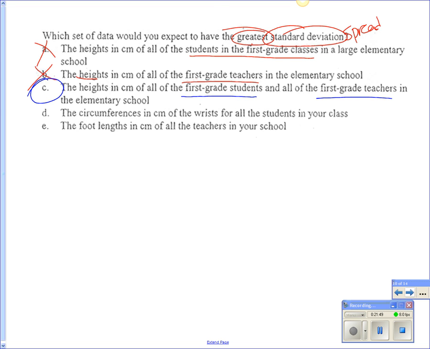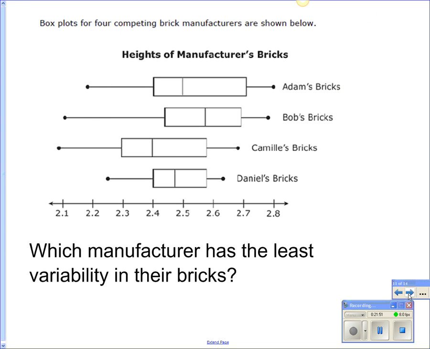With me? All right. This one, which manufacturer has the least variability in their bricks? Which one has the least variability? Riley K., which one do you guess, hypothesize, has the least variability? Last one, Daniels Bricks. Why is it Daniels Bricks, guys? Because it's the closest together, all right? Least variability. It's very close together.